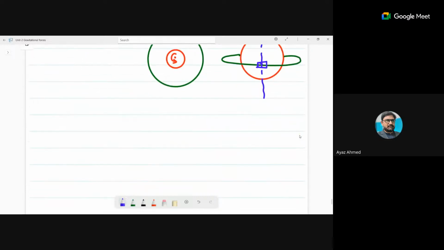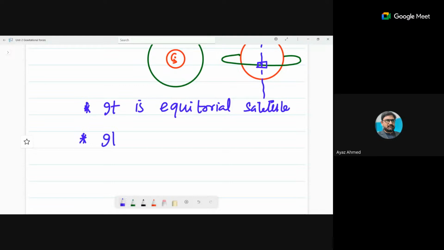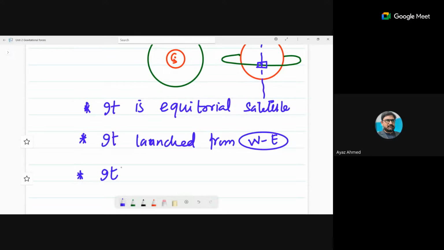So we can say that it is an equatorial orbit, an equatorial satellite. And it is always launched from west to east. The reason behind that is that when you launch in this way, it actually uses the momentum of Earth for itself.